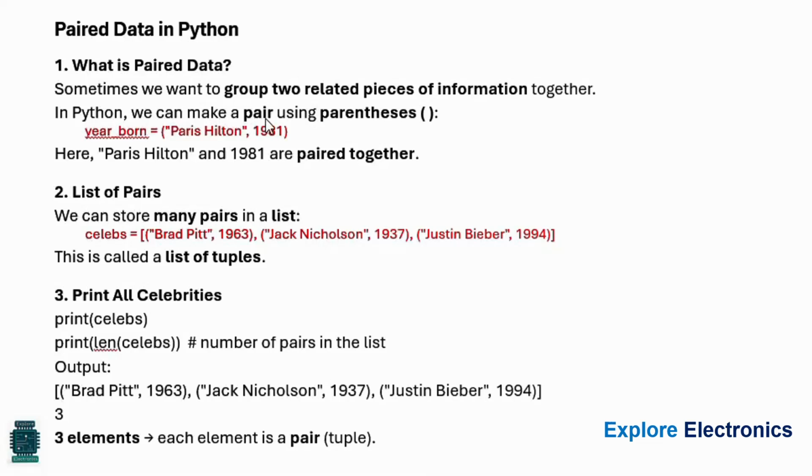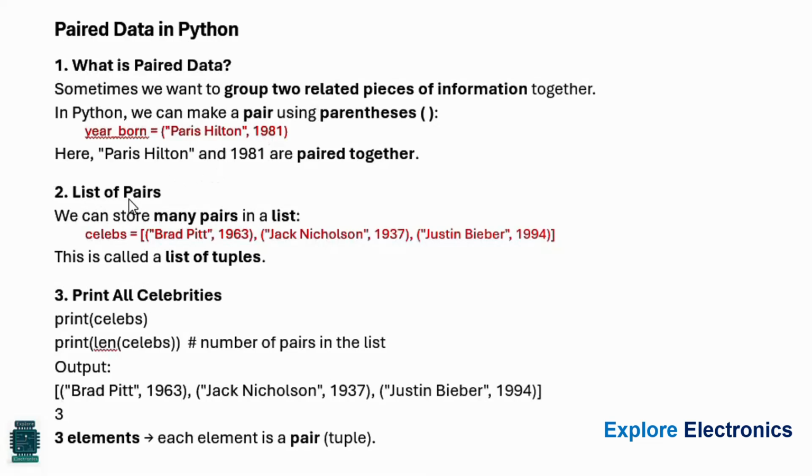In Python, we can make a pair using parentheses. Using parentheses, I can pair the data. Let us see. year_born = ("Paris Hilton", 1981). Here I have taken the name and the year. Got it? Here I have grouped two pieces of information together using parentheses. Paris Hilton and 1981 are paired together.